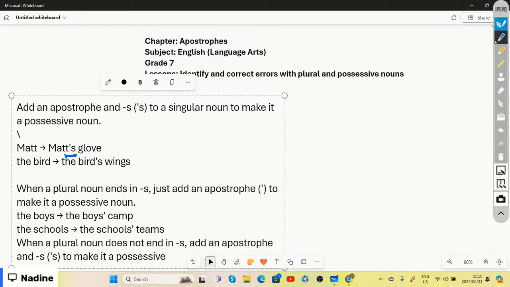All right. So once again, we said an apostrophe as well as s. We add an apostrophe and s to a singular noun and we make it a possessive noun. And the same with the bird. We have this bird.